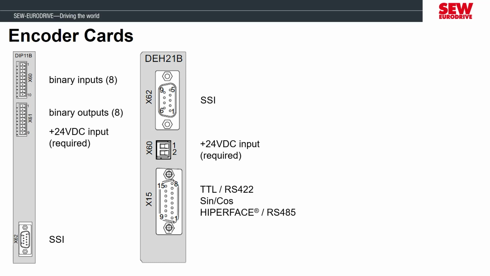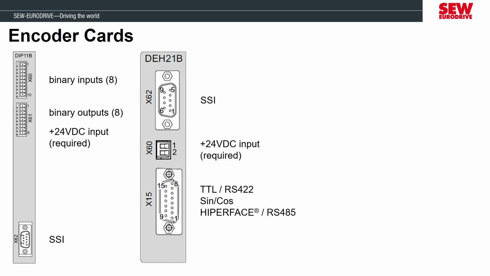The next option is the DEH21B. This encoder mixes the capability of the standard DEH11B and combines it with the DIP11B. This is why you'll see the top port is labeled X62 instead of X14 because it only supports SSI encoders.